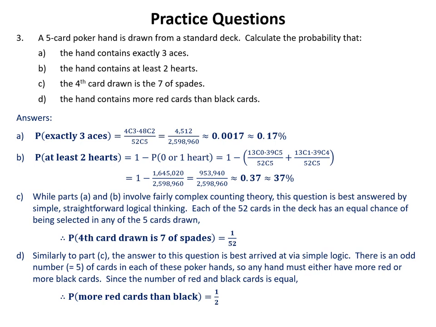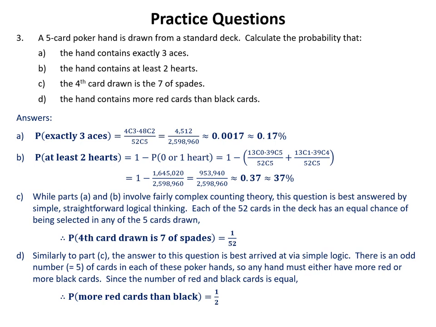So for no hearts, it would be 13 choose 0 times 39 choose 5 over 52 choose 5. And then plus, for 1 heart, it would be 13 choose 1 times 39 choose 4 over 52 choose 5. So 1 minus the sum of those equals 1 minus 1,645,020 over 2,598,960, which equals 953,940 over 2,598,960, which rounds to 0.37 or 37%.